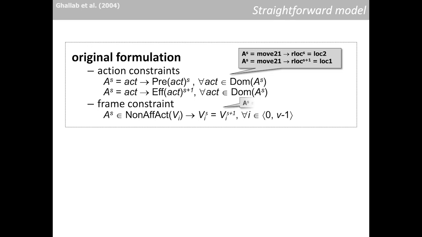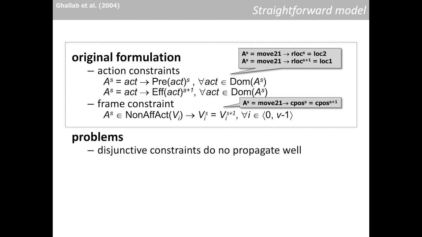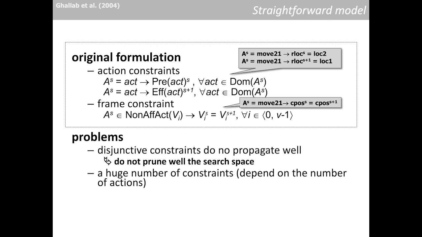But there are several problems with this straightforward formulation. The major problem is that it uses implication constraints. An implication is basically syntactic sugar for a disjunction. And it's known that disjunctive constraints do not propagate well, meaning they do not prune the search space a lot. So everything must be resolved at the level of the search procedure. Moreover, the number of constraints is fairly large. You can see that for every action, there is a constraint in each layer describing the preconditions and effects. And if you have a large number of constraints, each propagation loop will take a lot of time to prune all the inconsistent values using these constraints.